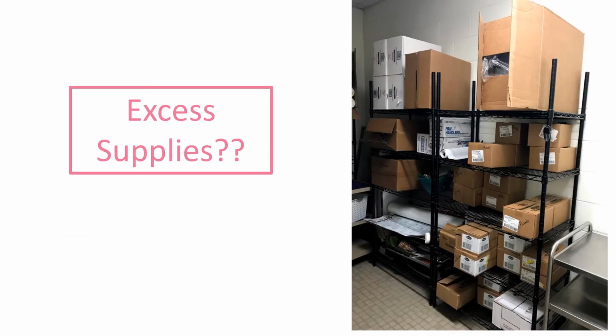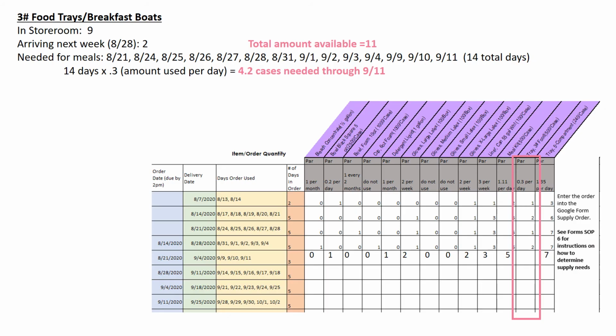What happens when your storeroom is filled with supplies? First, determine what supply or supplies are in excess. In this example, we have 9 cases of 3-pound food trays, also known as breakfast boats, in our storeroom. We know that there are 2 cases arriving next week. We know we need enough breakfast boats to last us August 21st through September 11th, so a total of 14 days. We also know that we use 0.3 cases of breakfast boats per day.